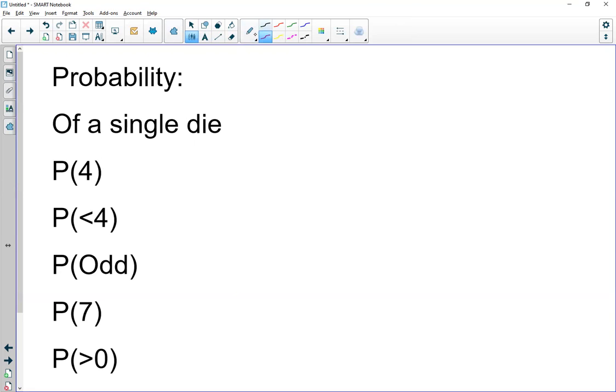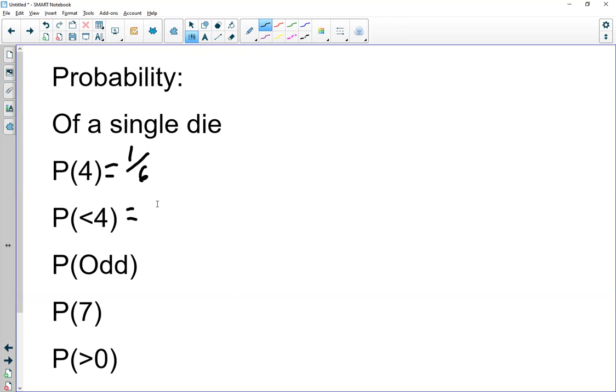Remember, this is probability, so you don't just tell me how many there are, you tell me out of how many it is. Good. So the probability of getting exactly a 4 on a die: there's only one 4 on the die, and there's 6 in total. So 1 out of 6.